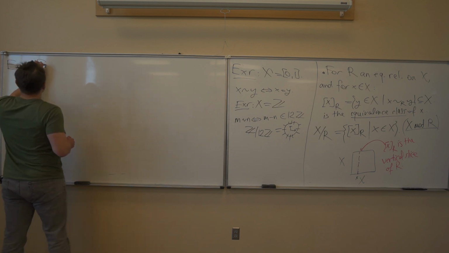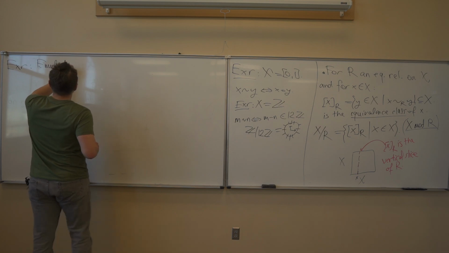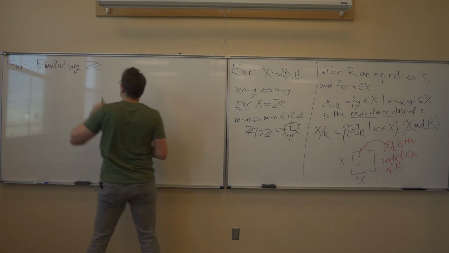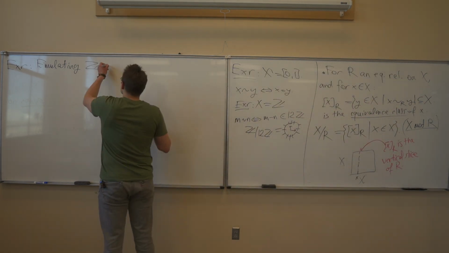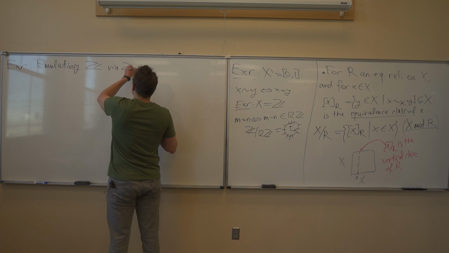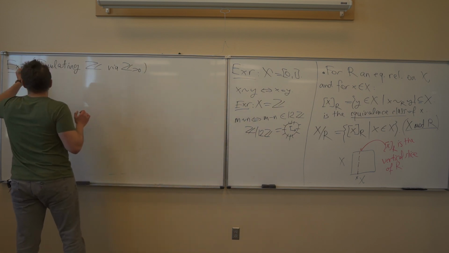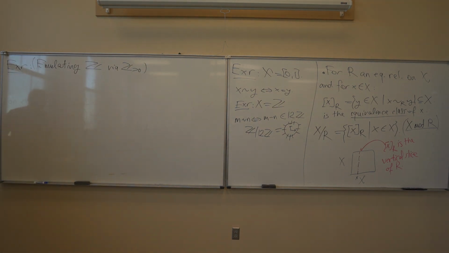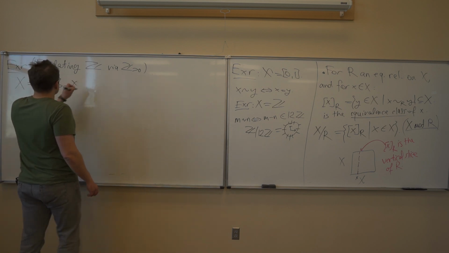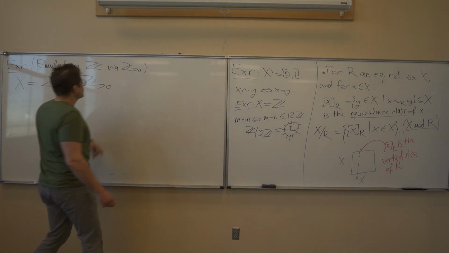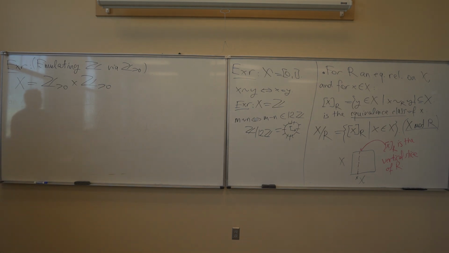So emulating all integers via only positive integers. It's not just integers, really, it's pairs of integers. So my X is going to be the Cartesian product of positive integers with itself. So the relation is going to be a subset of this times itself, so 4 times positive integers if you want.